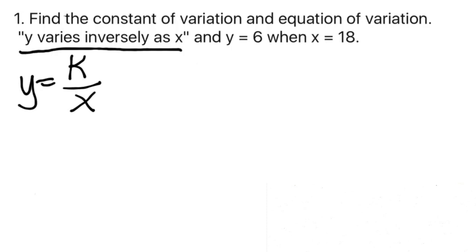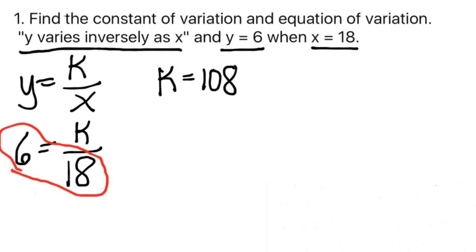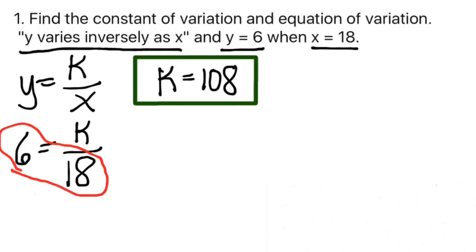And after that, we need to substitute the value of y and the value of x. So since we have here 6 and 18, substitute it to our equation. So yung y, palitan natin ng 6 equals k over yung x, palitan natin ng 18. And then, cross-multiply lang natin yung 6 and 18. So 6 times 18, we have the value of k, which is 108. Meaning, our constant of variation is 108.